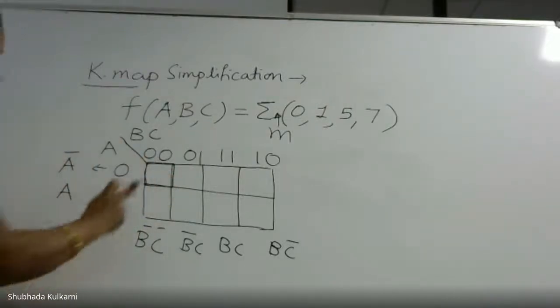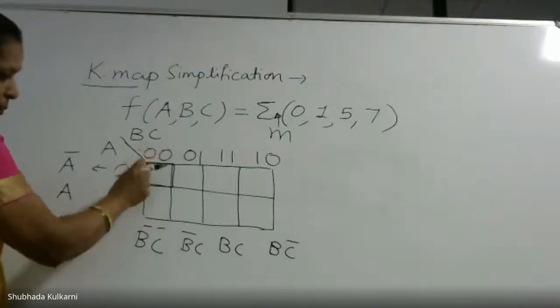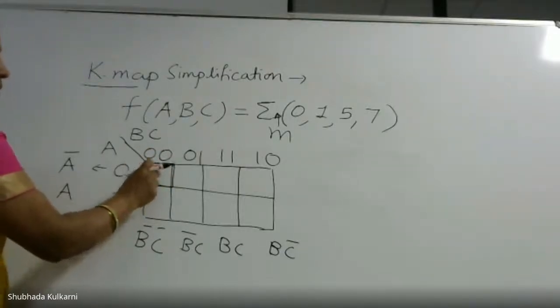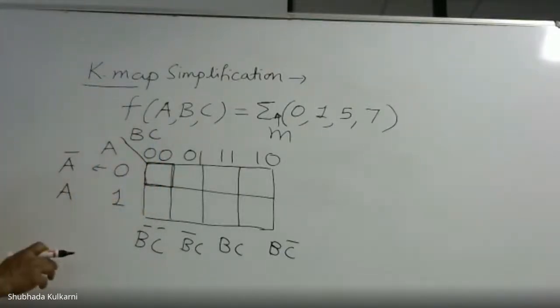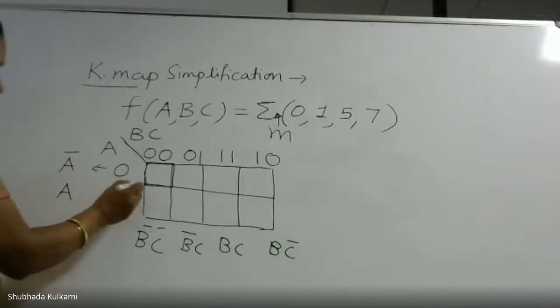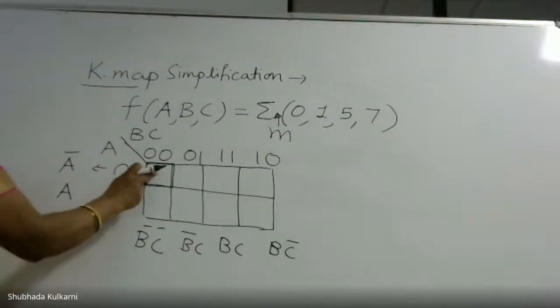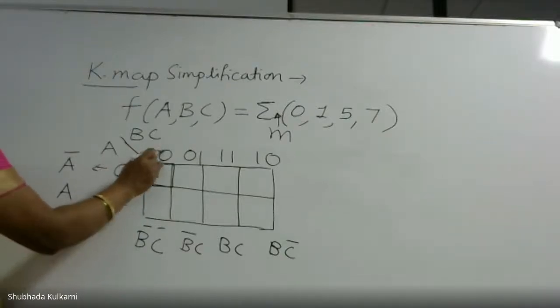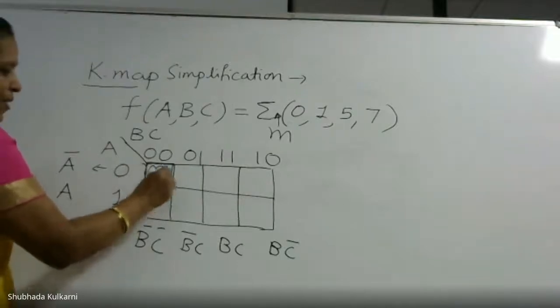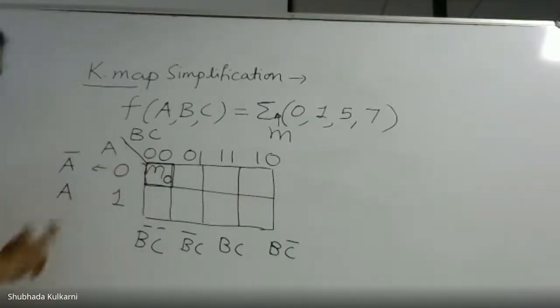What I'm saying? For each cell, this square, there is a designated position for a mean term. Now I think my size is a little small, but next time I will draw bigger. So what is the value of the mean term here? A is 0, BC are 0, so this is M0. This is M0, mean term 0, whose value for ABC is 0, 0, 0.